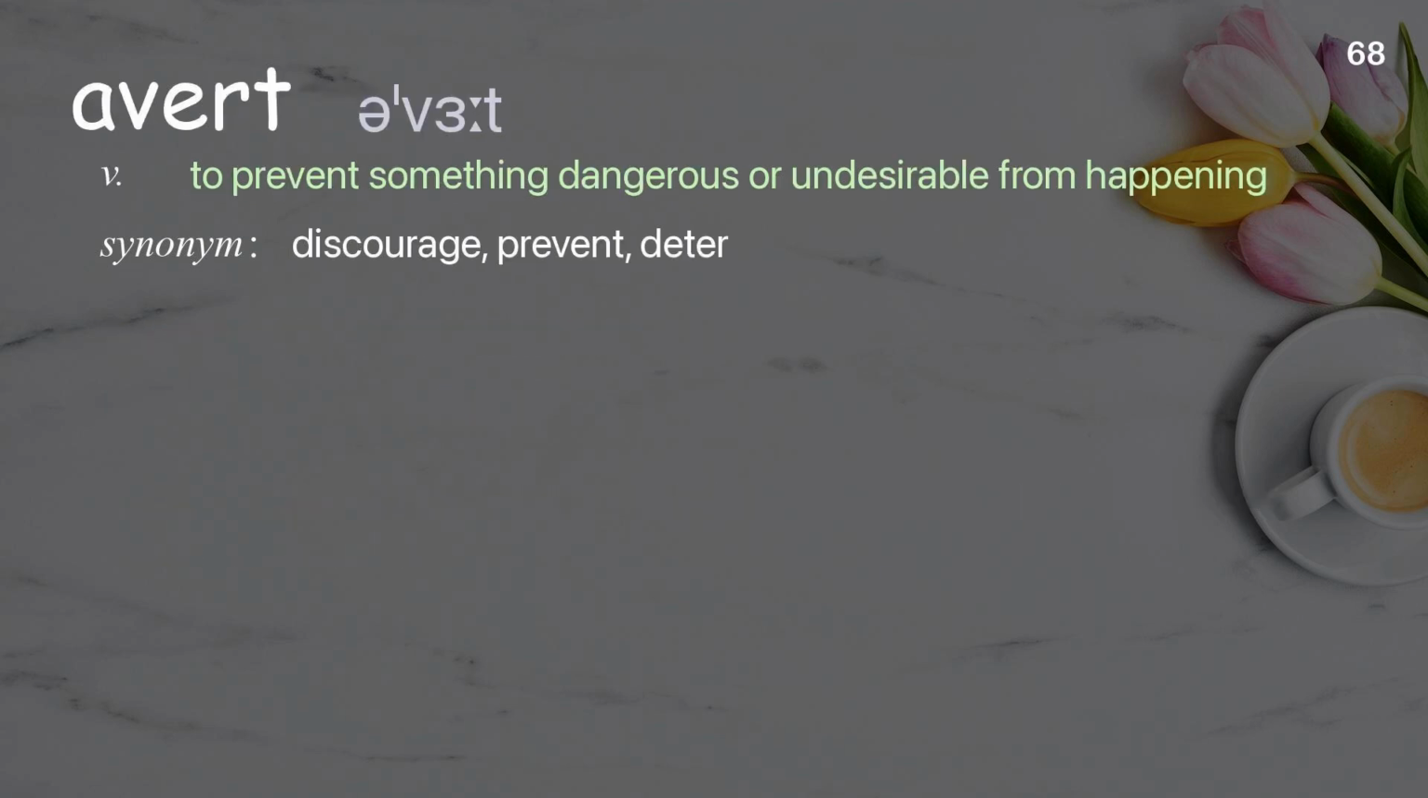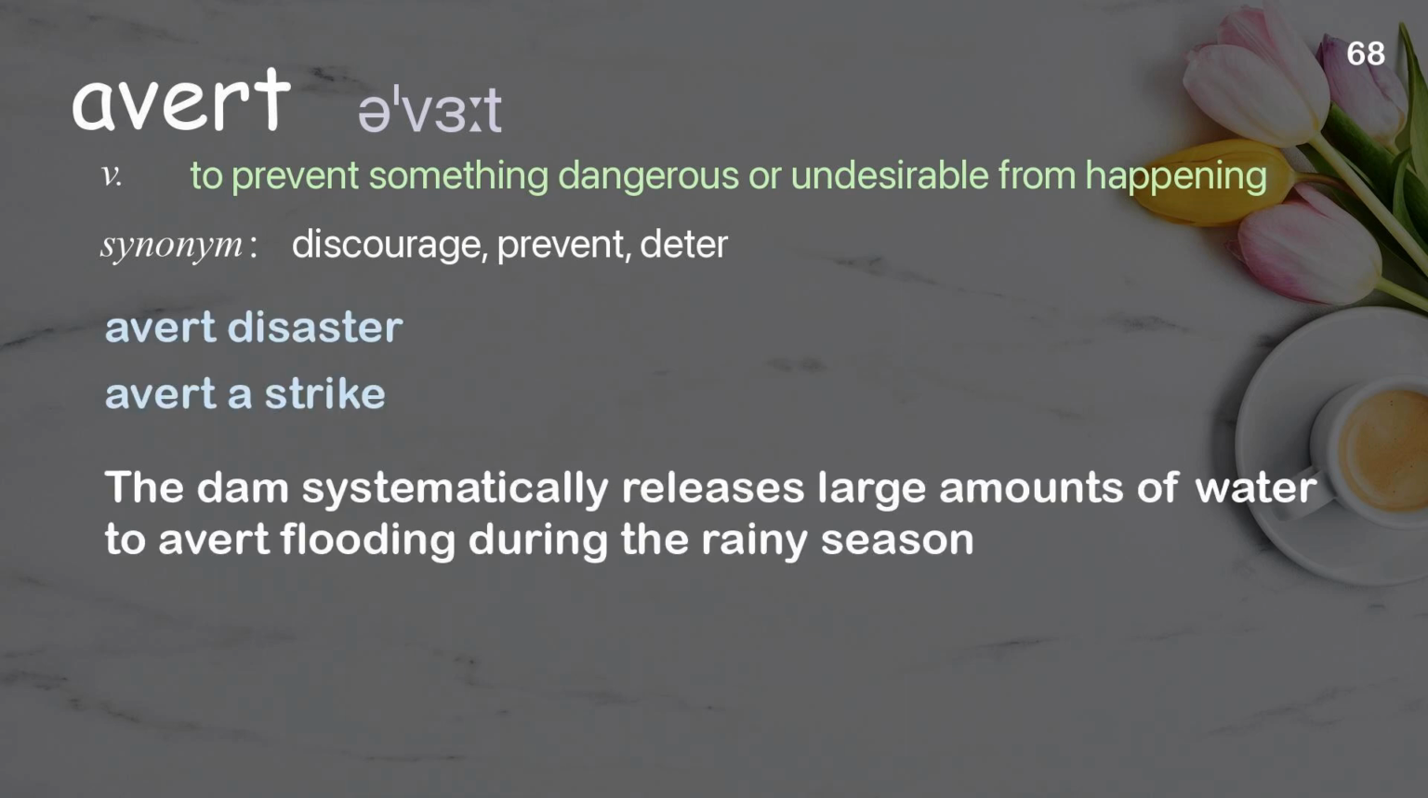Avert: to prevent something dangerous or undesirable from happening. Examples: Avert disaster. Avert a strike. The dam systematically releases large amounts of water to avert flooding during the rainy season.